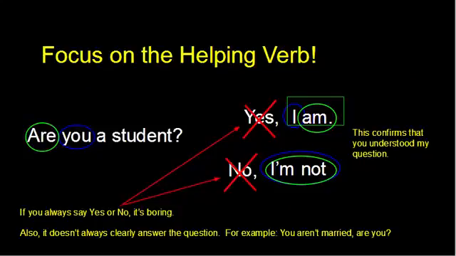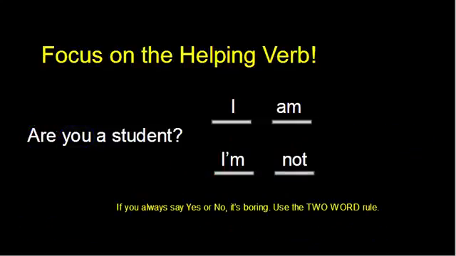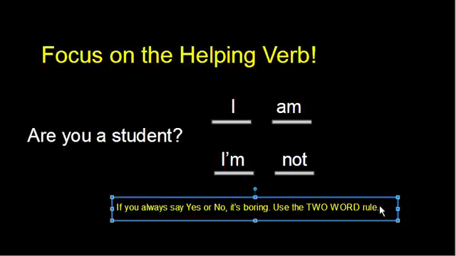Don't always say yes or no. Use the two words that follow, in the active listening. Help me understand, you understand. So, are you a student? I am. I'm not. It's a two-word rule. I want to emphasize two words, but not this time. I did it in the third short answer presentation.